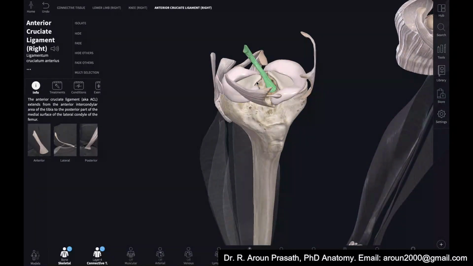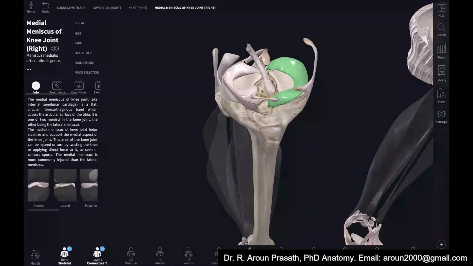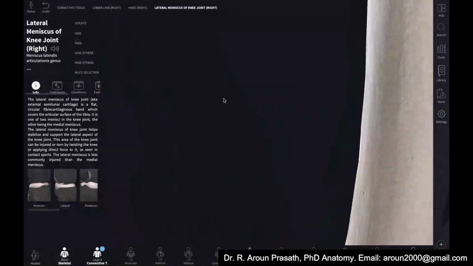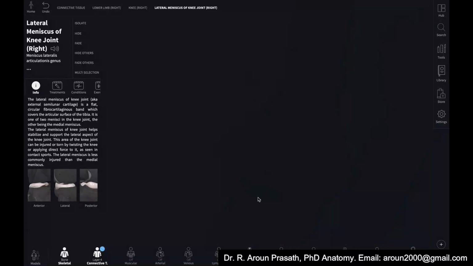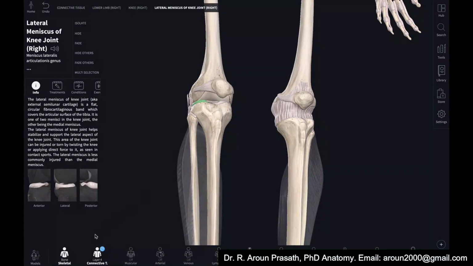On the tibial plateau there are two fibrocartilaginous discs called the menisci, the lateral and the medial menisci. On these menisci the femur is sitting, like this.